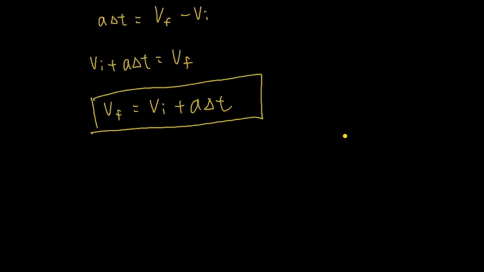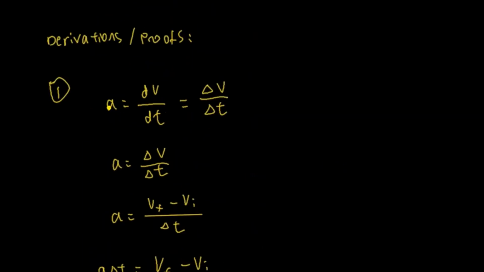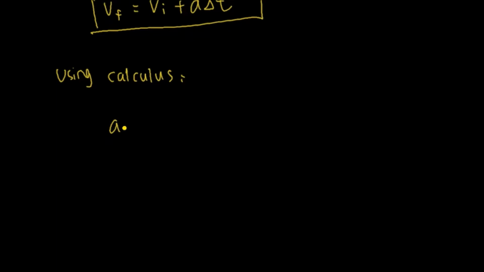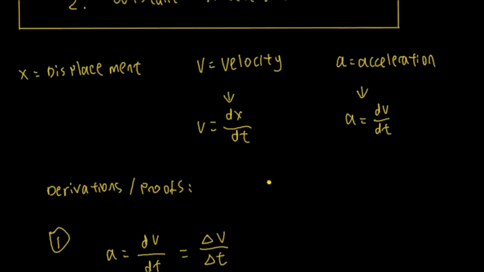We can also use calculus. Let's look at it from the calculus perspective. If we use calculus, of course we have to start with this: a equals dv over dt. Let me just switch the sides. So I will write dv over dt equals a. Okay. So like I said before, if you want to go from acceleration to velocity, you have to use integral calculus to go backward.